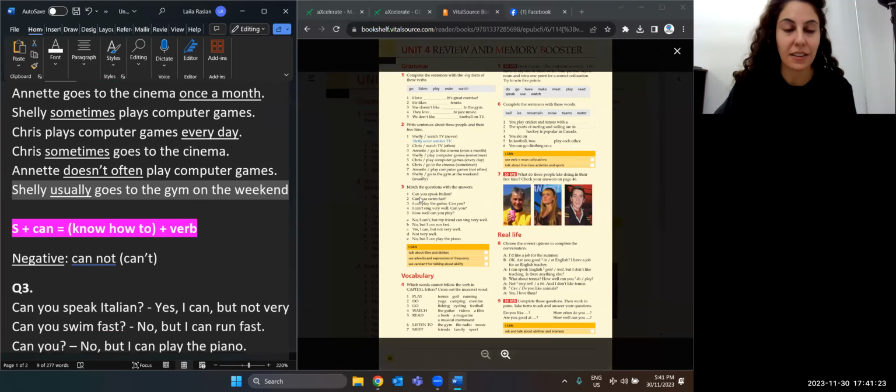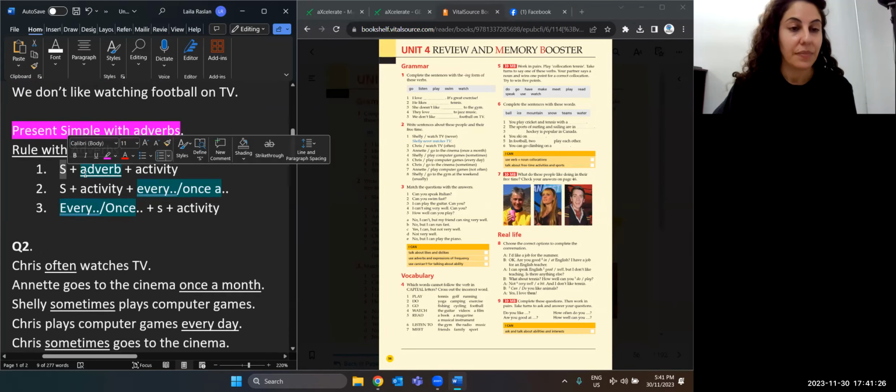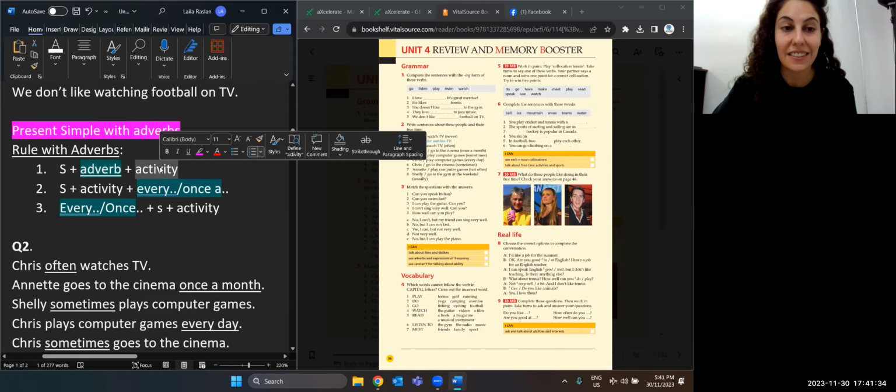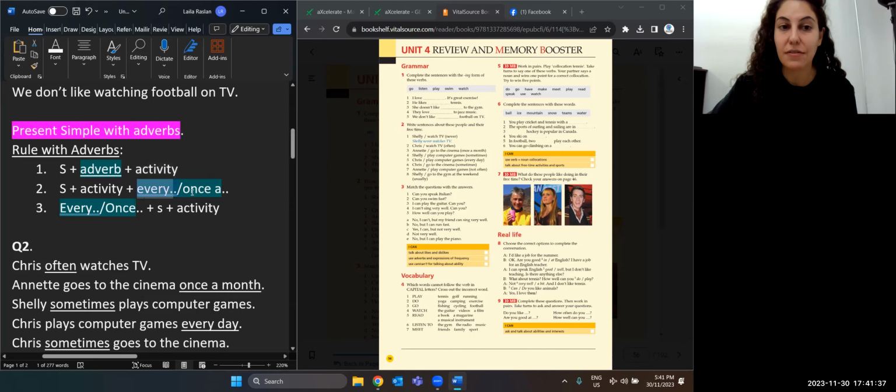So we know how to make those sentences because we've got a subject. And then we add the adverb to say how often. Is it sometimes, never, occasionally? And then the action. But if you have ones that say every or once, that goes at the end of a sentence. Or if you want to start with every or once, that goes at the beginning of the sentence. Like every week, I swim. Once a week, I swim. So with adverbs that start with every or once, you can put them at the start of a sentence or at the end. But for all other adverbs, they go in the middle. So subject, adverb, activity. So this one is like sometimes, never, hardly, occasionally, usually. Okay, so that's your rules.